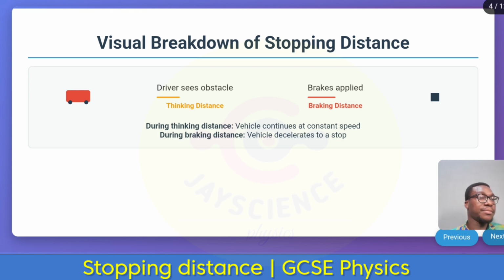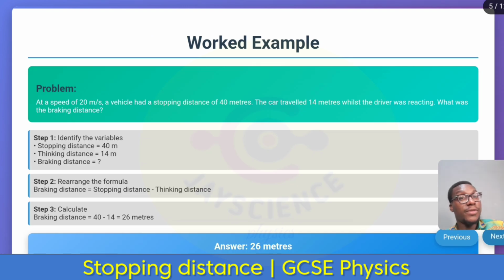So this is basically what we talked about on the previous slide. You saw an obstacle, the time it takes you to see the obstacle and then react to put your foot on the pedal is a thinking distance. The time it takes for the brakes to be applied fully and it comes to a complete stop is your braking distance. For example, it says at a speed of 20 meters per second, a vehicle had a stopping distance of 40 meters. The car traveled 14 meters whilst the driver was reacting. What was the braking distance?